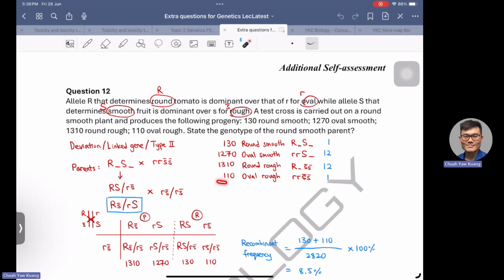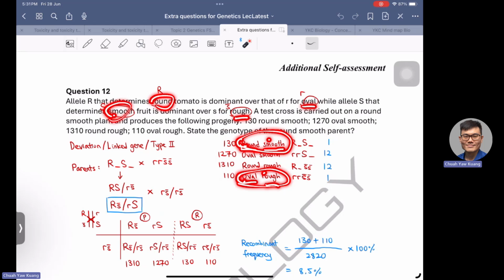We will look at the ratio. For example, for this one, this is the number of offspring. After we calculate it, we will get this ratio. So we will look at the bigger ratios and the smaller ratios. We look at the offspring with both dominant traits, round and smooth, and also both recessive traits, oval and rough. We will look at this combination.